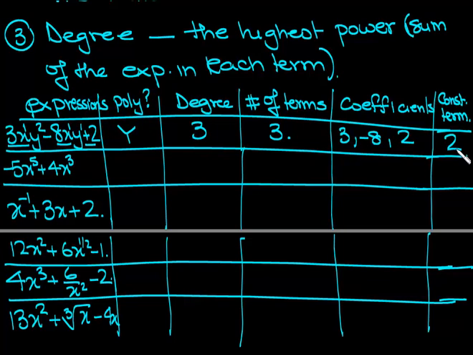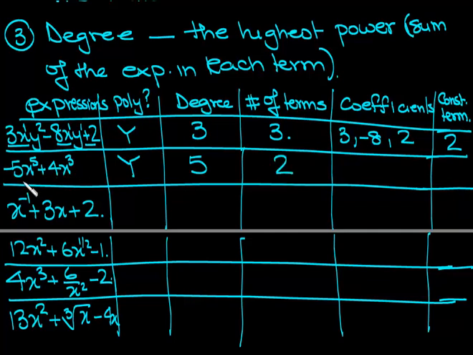Okay, so we can go ahead and do the same thing. Look at the powers, they're all positive integers or 0, so we're good. So this is a polynomial. The next thing is the degree. The highest power in this case is 5 and 3 here, so the highest power is 5. The number of terms, there are 2 terms here.